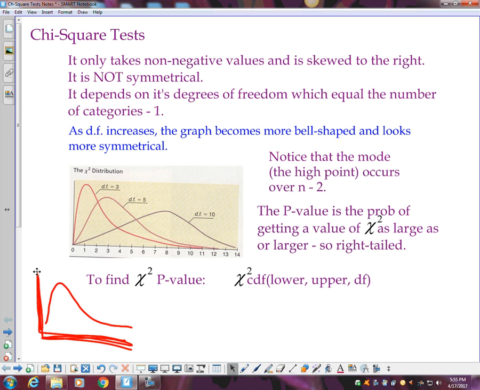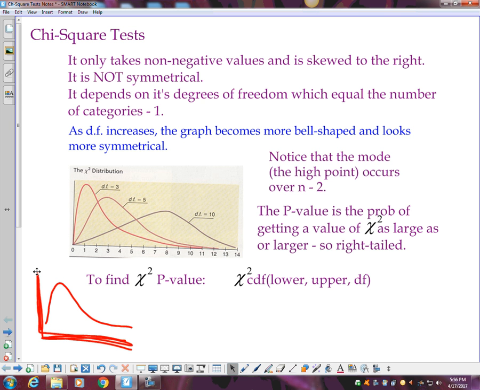How skewed it is completely depends on its degrees of freedom, which is the number of categories minus 1. As the degrees of freedom increase, the graph becomes more bell-shaped and looks more symmetrical. So as your number of categories get bigger and bigger and bigger, your degrees of freedom are going to get bigger and bigger, and it's going to look more normal.